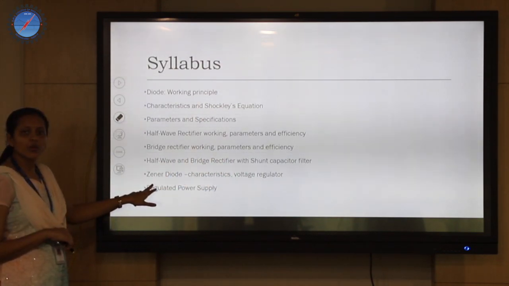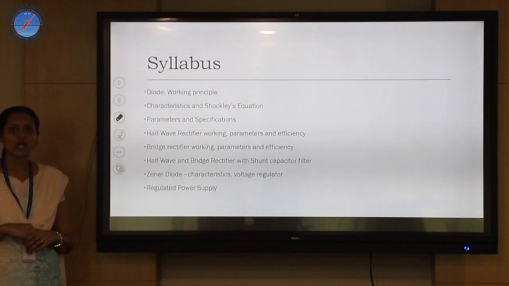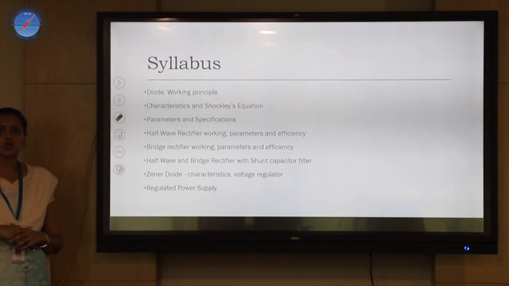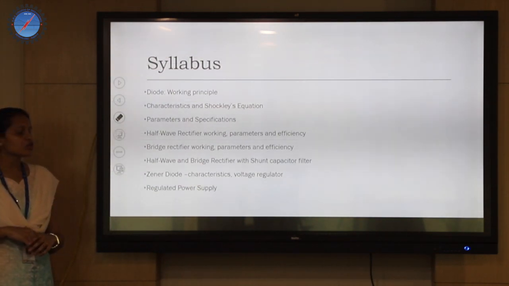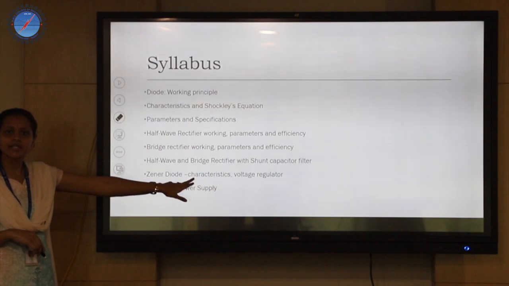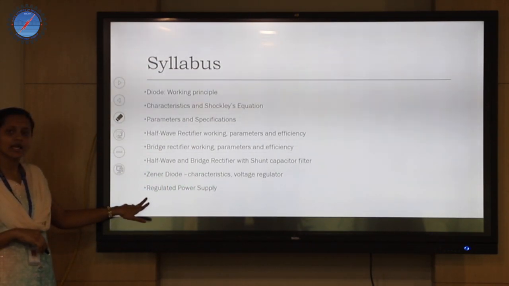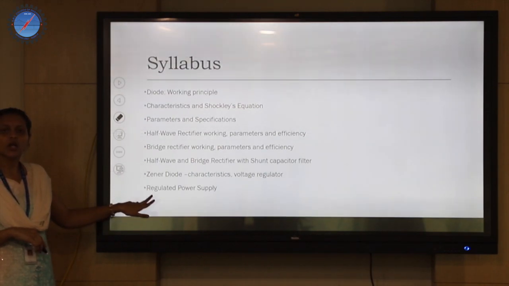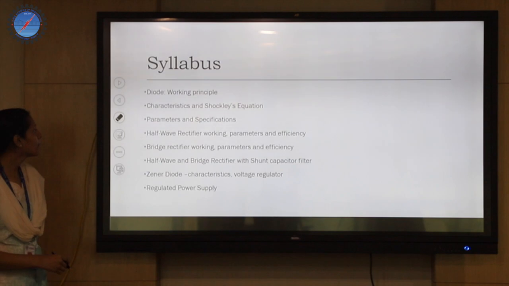We'll also look into one special type of diode which is called Zener diode. Zener diode is basically used for voltage regulation, and we'll also be looking into the characteristics of Zener diode. Lastly, as I told, we'll be looking into one major application of diode, which is regulated power supply.